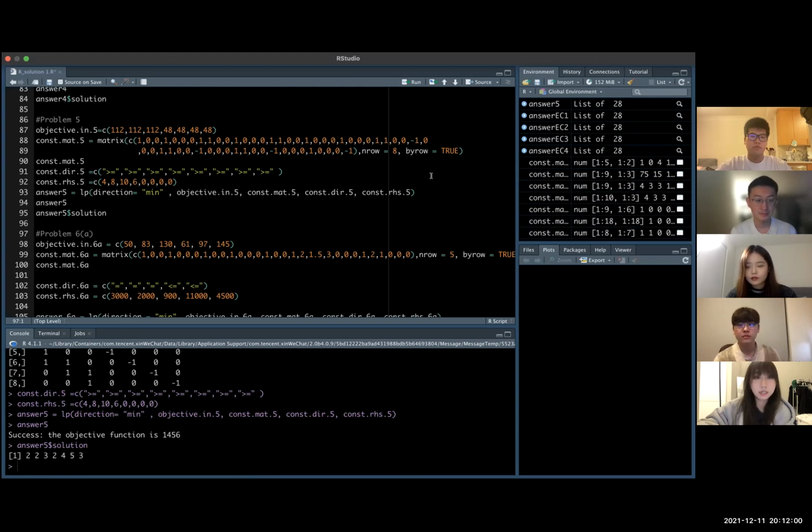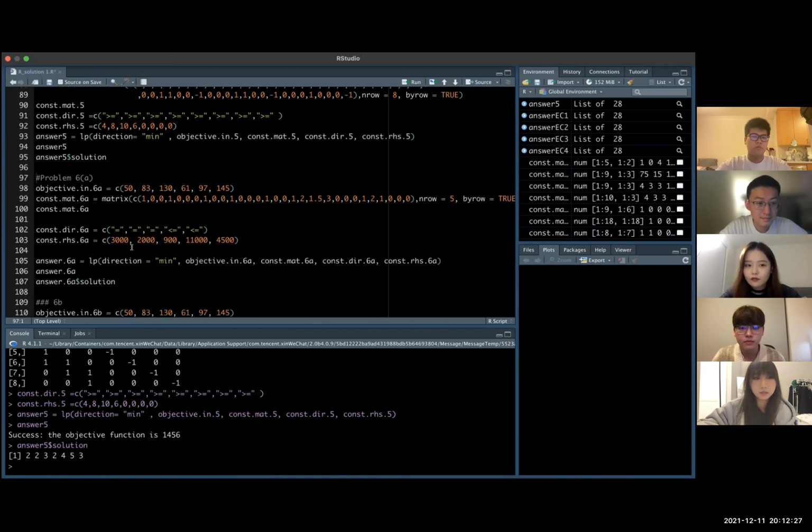Then for column 94, we get the objective function equal to 1,456. For column 95, we know that we should hire 2 full-time 1 workers, 2 full-time 2 workers, 3 full-time 3 workers, 2 part-time 1 workers, 4 part-time 2 workers, 5 part-time 3 workers, and 3 part-time 4 workers.